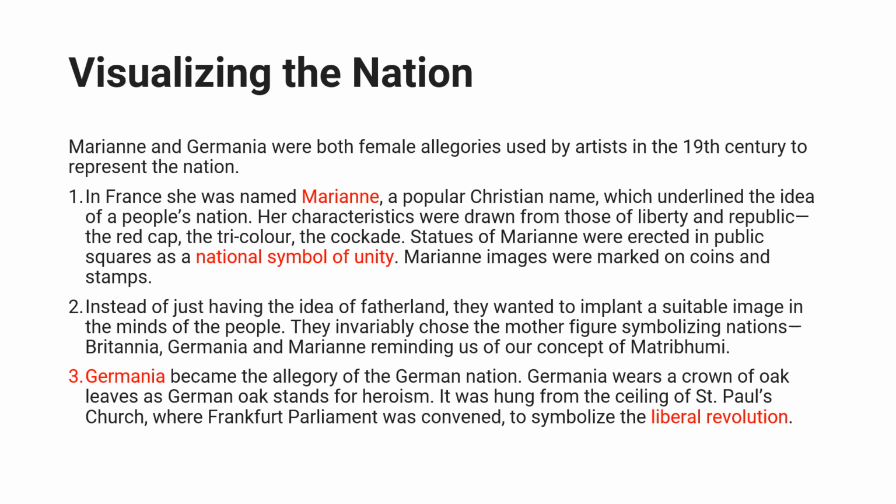Germania became the allegory of the German nation. Germania wears a crown of oak leaves, as the German oak stands for heroism. It was hung from the ceiling of St. Paul's Church, where the Frankfurt Parliament was convened, to symbolize the liberal revolution.